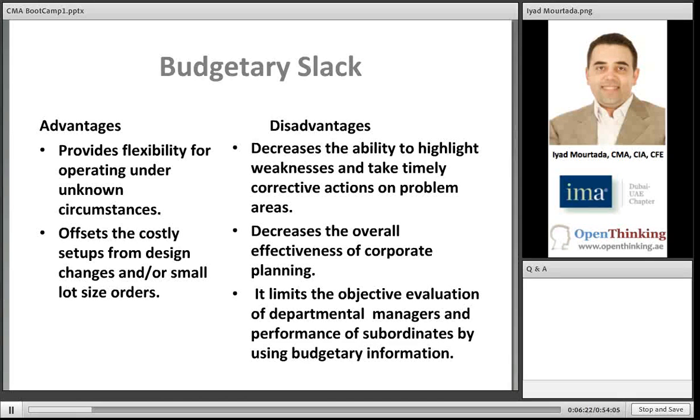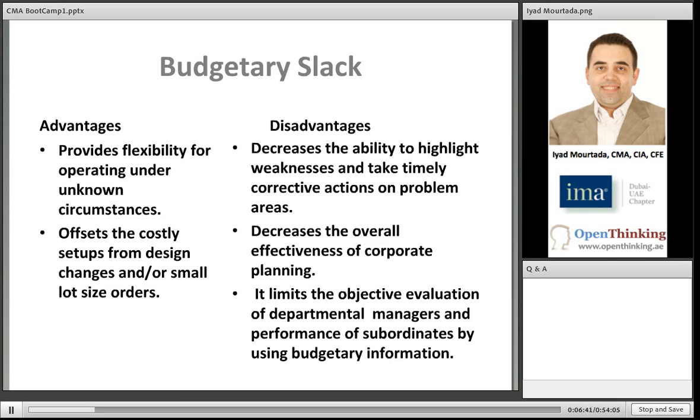When we look at the disadvantages, it decreases the ability to highlight weaknesses and take timely corrective action on problems. If we have budgetary slack, we don't really know if we are achieving the cost or not, because each manager is pushing up their budget a little bit. So it looks like they are always fine under the budget.